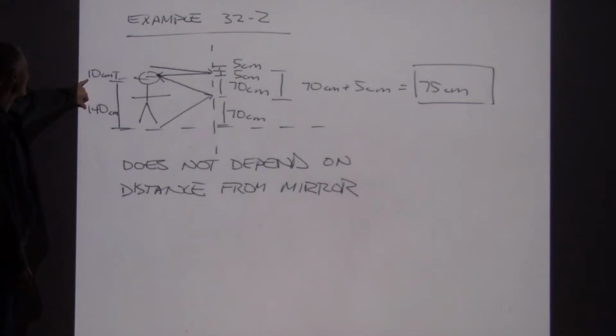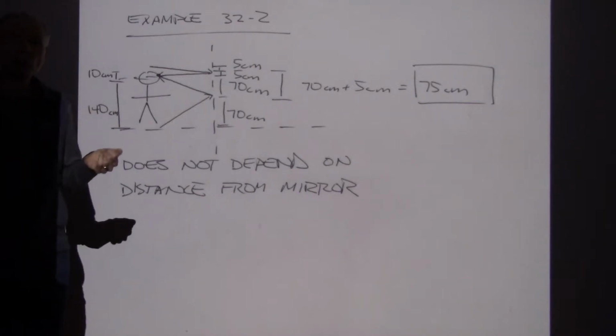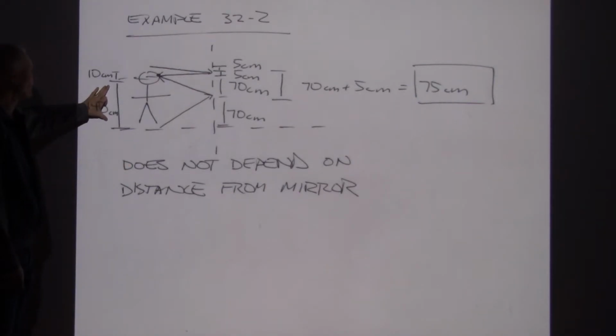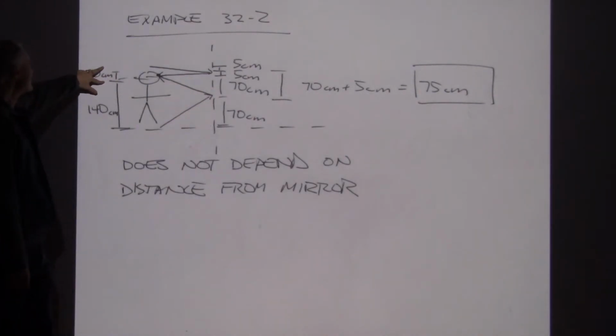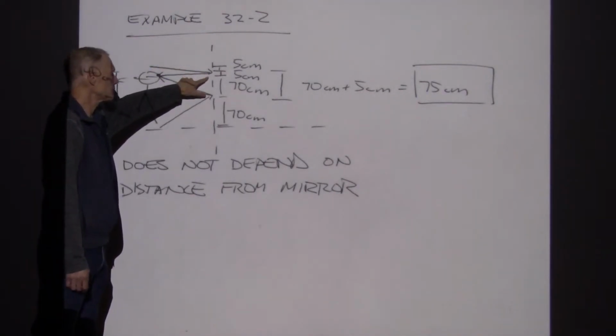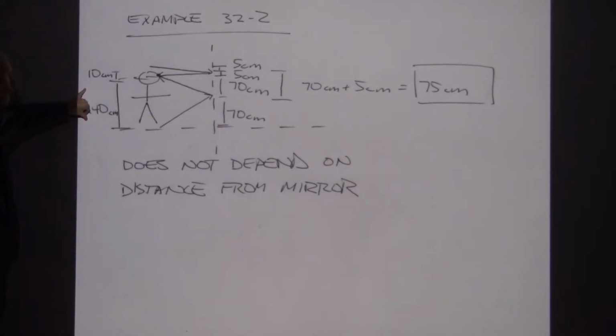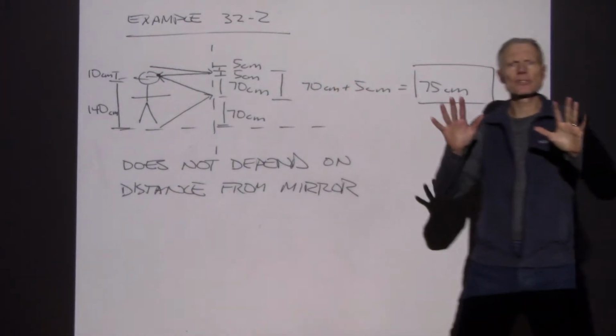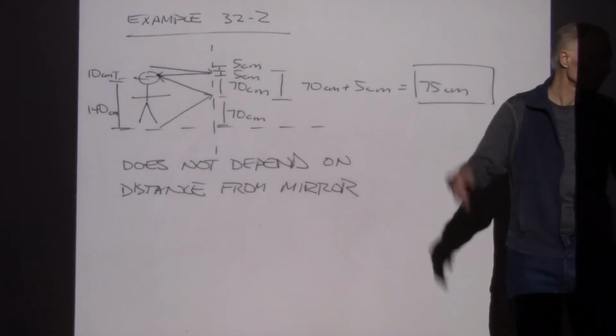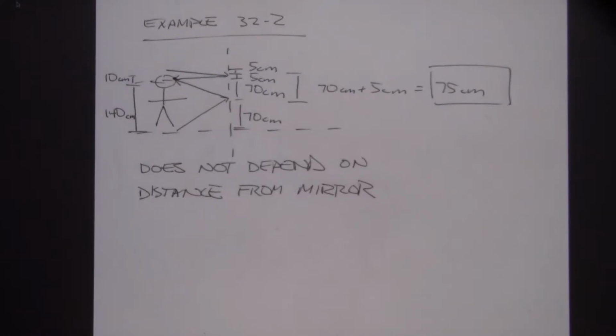It looks like what I did was I used a different person. I used someone who was 150 centimeters tall. And so the 140 got divided into 70 and 70, and the 10 centimeters got divided into 5 and 5. So again, the numbers don't quite match up, but the diagram itself does. And again, one of the key features here is that this effect does not depend on the distance from the mirror. So once we get that mirror placed so that the person can see from their foot to the top of their head, they can see that from any distance.